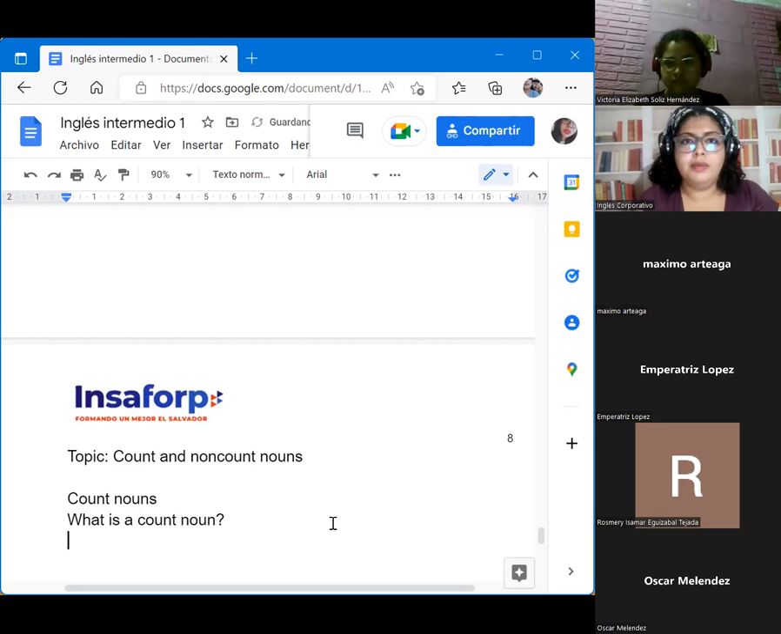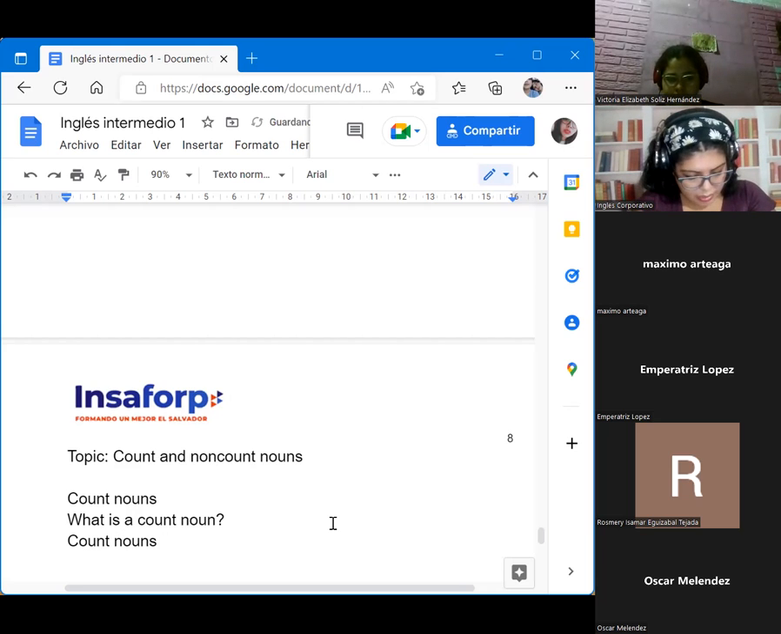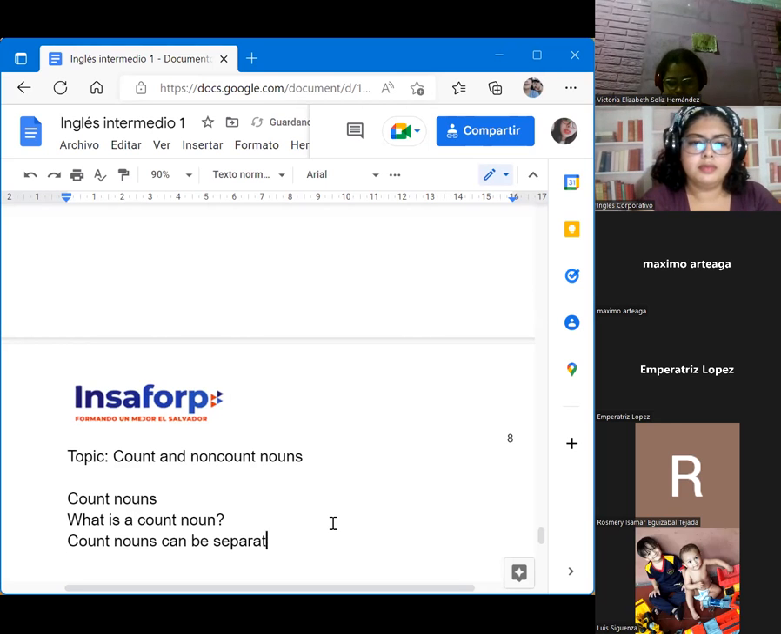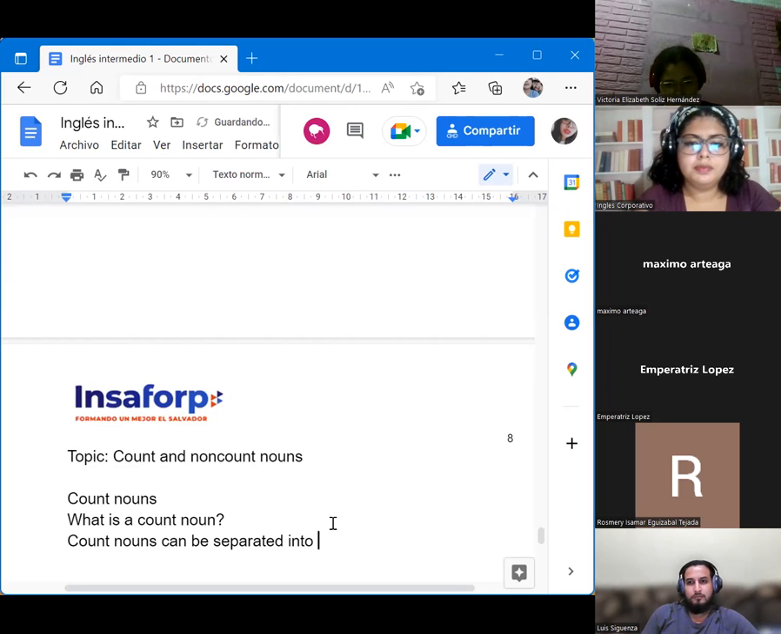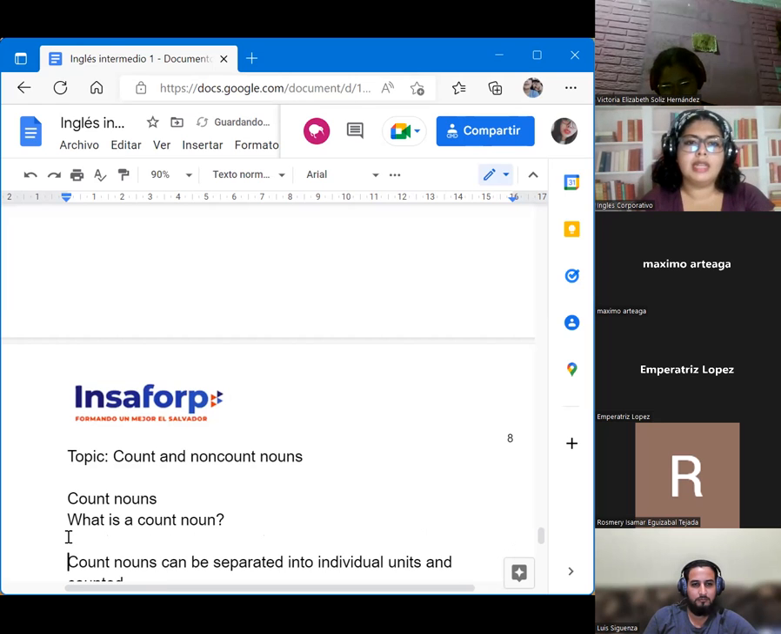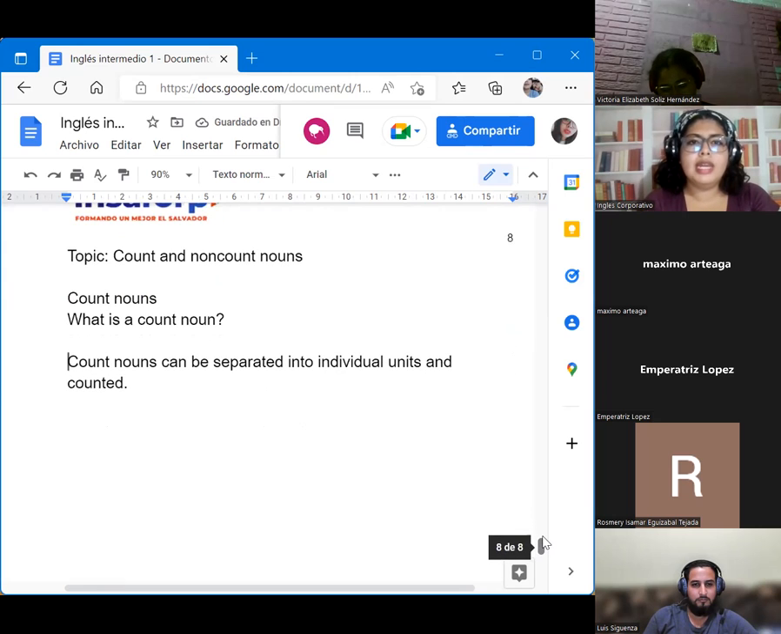So we have here, count nouns can be separated into individual units and counted. So in this case, it says that count nouns can be separated into individual units and counted.